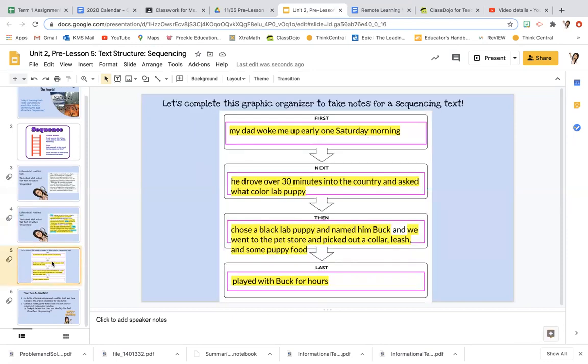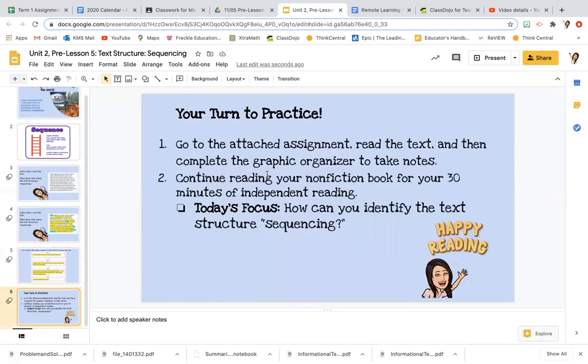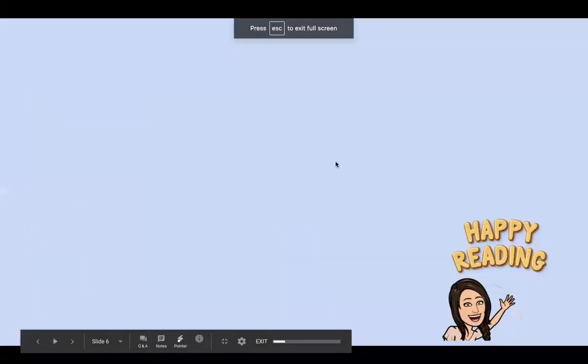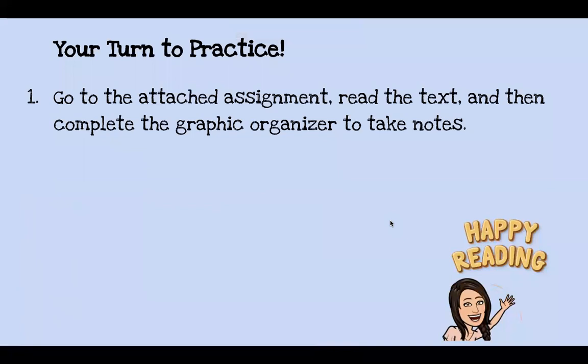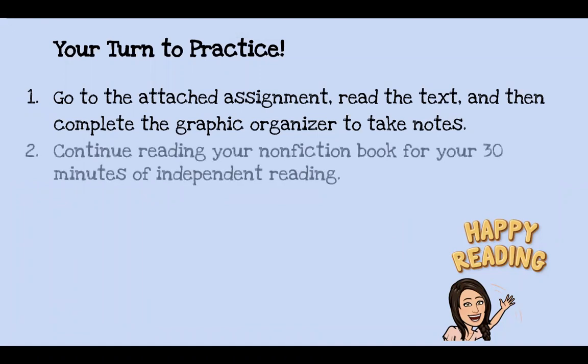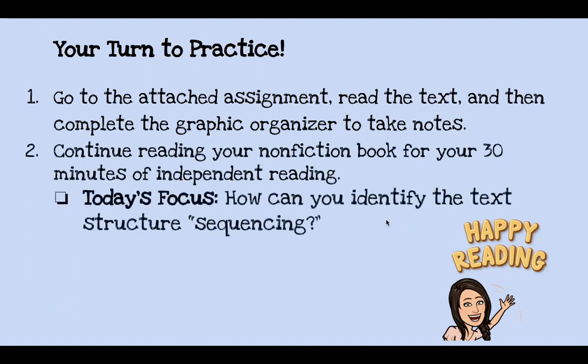Okay, so that's how you take notes on sequencing or chronological order. So today, you're going to be doing your activity to practice this by doing the assignment. Read the text that is sequencing text structure, and you're going to complete the graphic organizer just like we did today. And you're going to continue reading your nonfiction book for your 30 minutes of independent reading and thinking about how you can identify that the structure is sequencing.